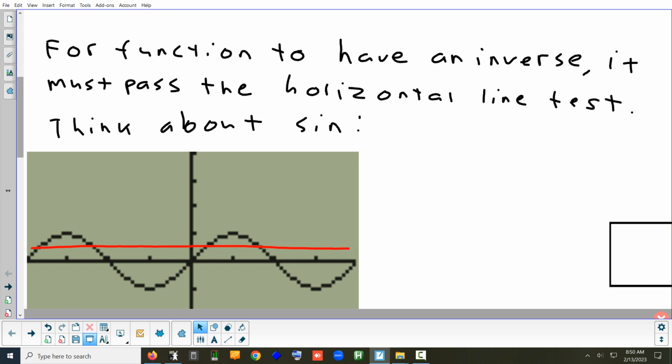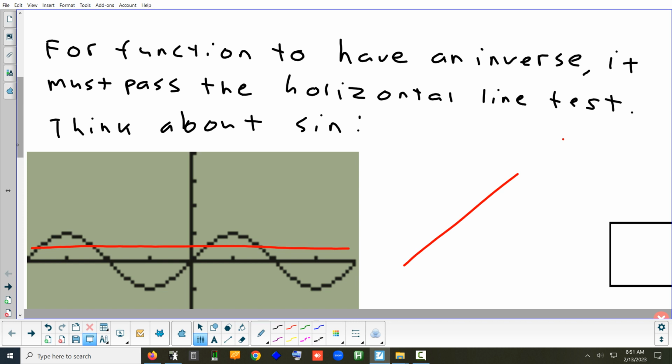Right? An example of a function that does pass the horizontal line test, just think of something simple like a line like that. That line passes the horizontal line test, which means the inverse of this line would be a function. This graph fails the horizontal line test, which means the inverse of it is not a function. And that's a problem.